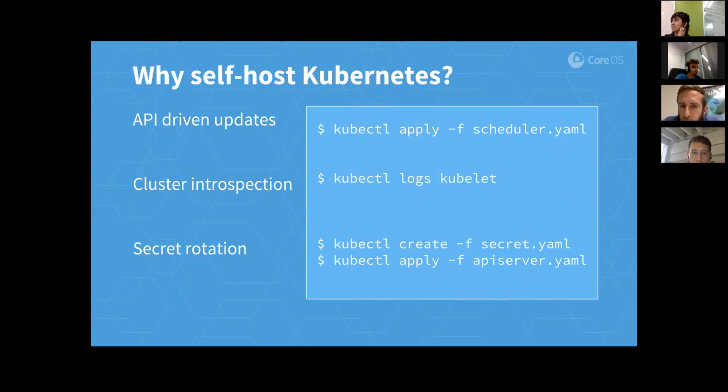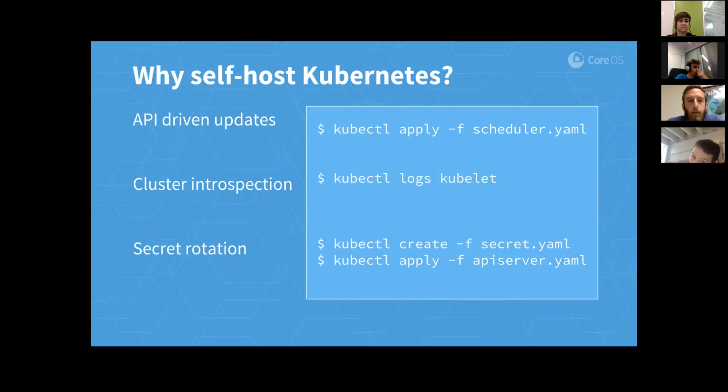Another reason is you get to use your typical cluster introspection tools for debugging and such that are already built into Kubernetes to inspect the actual Kubernetes components themselves. Or maybe something like secret rotation, which can be a little bit difficult otherwise. Let's say you wanted to change the TLS assets for your API server. In a self-hosted cluster, you create a new secret that contains your new assets, push it into the API, and then update your API server manifest to reference that new secret. Behind the scenes, anytime an API server pod is launched, that secret gets deployed with it, and you've rotated your assets.